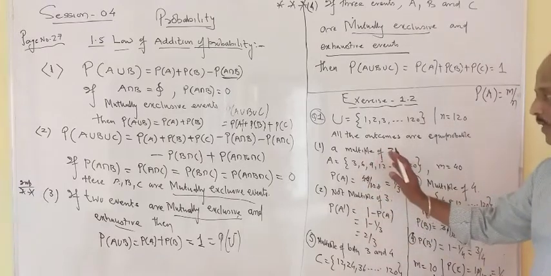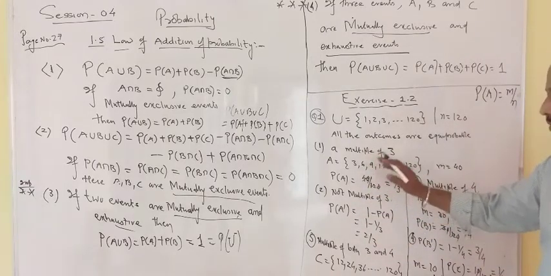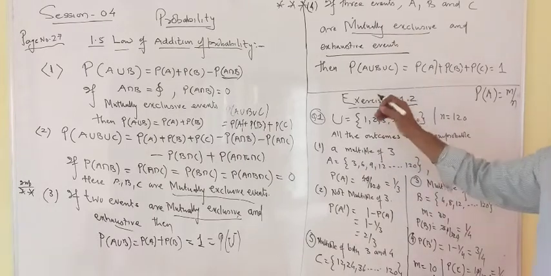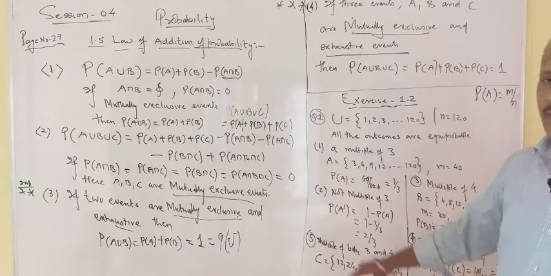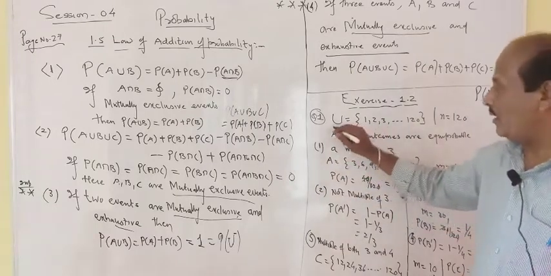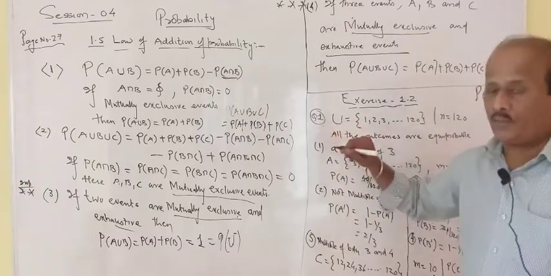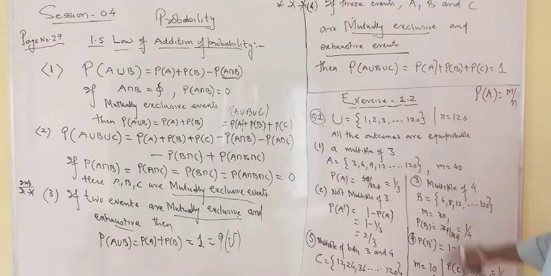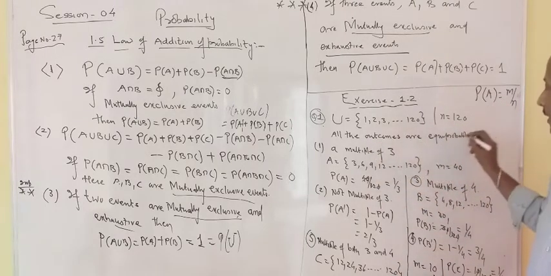There are 4 to 5 parts. I am going to solve most of the parts. Just try to listen. I have picked an important as well as easy question to understand. Then we will go for some harder ones. So again, question number 1 itself is given like this. The universal set is given as 1 to 120 members, natural numbers. So total members are 120. All the outcomes are equiprobable.